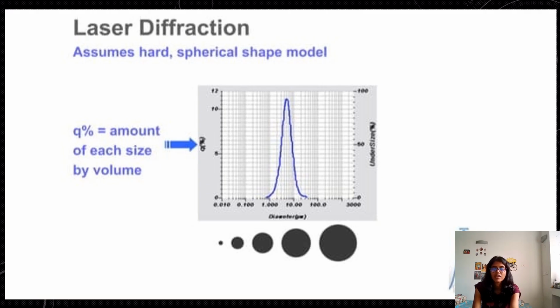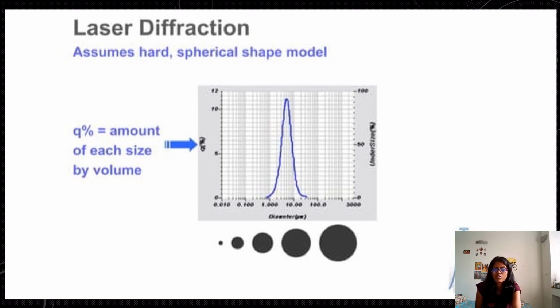So in laser diffraction, on the x-axis there will be particle size. Size of the particles is usually in microns, taken in the form of diameter. And on the y-axis there will be volume percentage, like the percent of the total sample volume contributed by particles for a given size range.